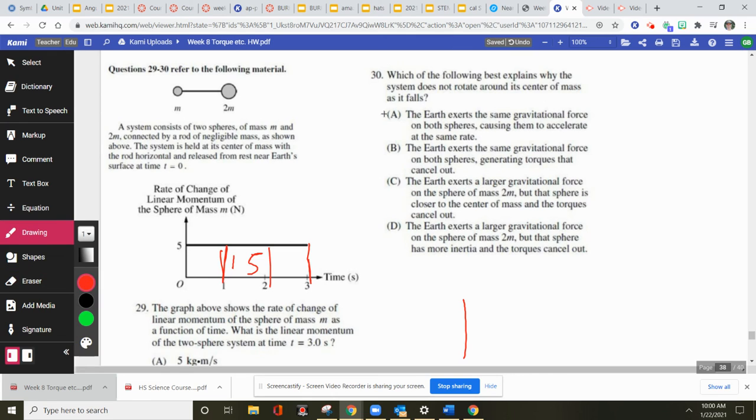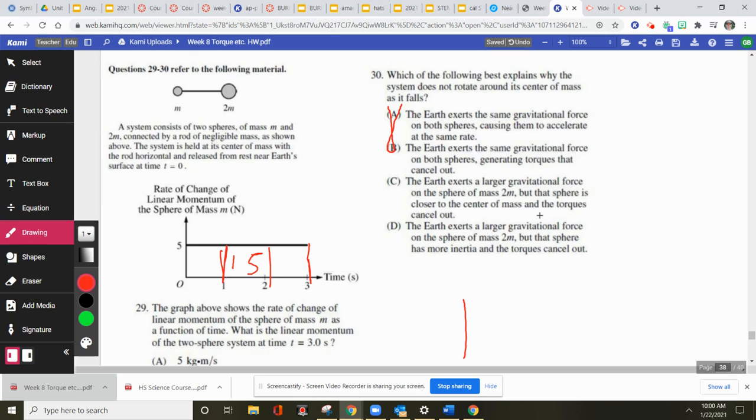Right, same gravitational force on both spheres? No. Gravitational force is mg. They have different m's. They have different forces of gravity. Larger gravitational force on 2m. Okay, that part's true. The sphere closer to the center of mass, and the torques cancel out.